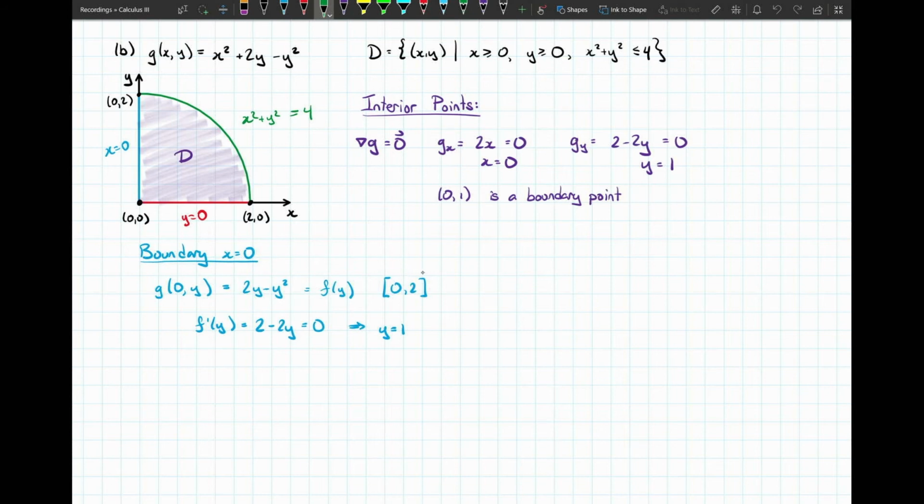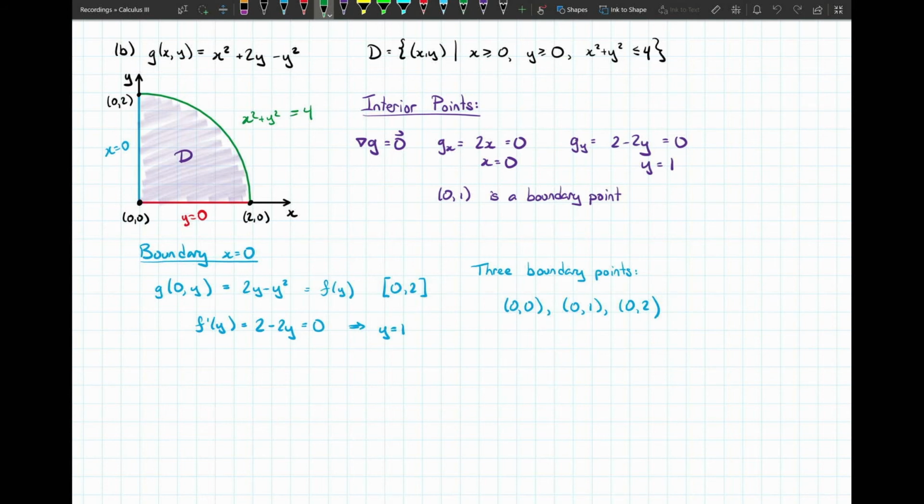But since this is a closed interval, we also have to consider y equals 0 and y equals 2. That gives us 3 boundary points in total. The origin, 0, 0 at one vertex, 0, 1, which is where the gradient of g does equal the 0 vector, and then one other vertex, 0, 2.